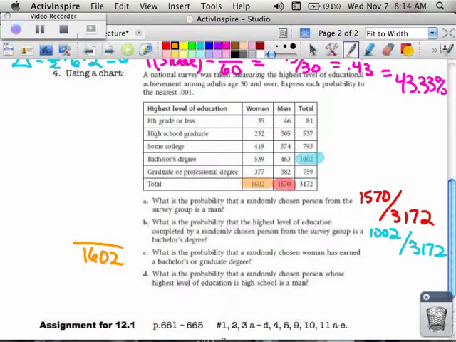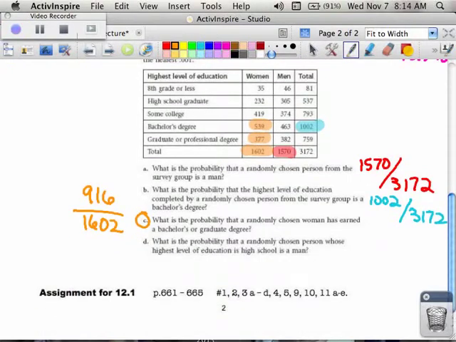And now I want to see which of those women earned a bachelor's degree or a graduate degree. So here's the bachelor's degree for the women and the graduate degree for the women. So I totaled those two up, 539 and 377. And how many did you get? 916. How many think 916? Okay, I'm going to go with the 916.